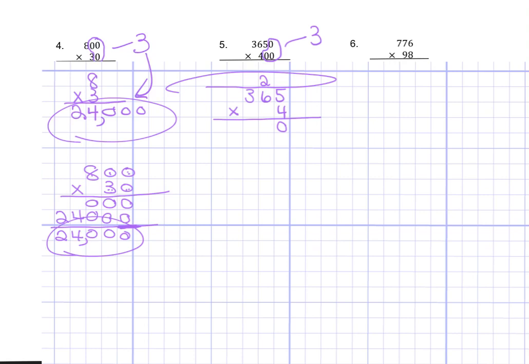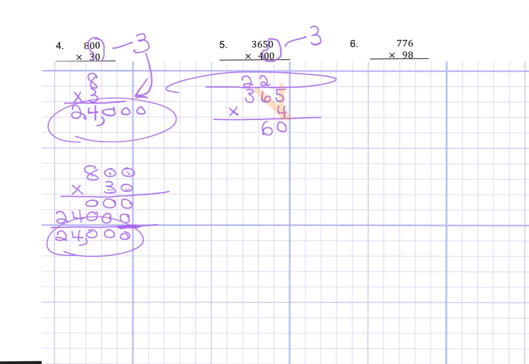4 times 6 gives me 24. I'm thinking about this as my highlighting. So 4 times 5 was the 0 on the bottom, the 2 up top. 4 times 6 is 24 plus 2 is 26.